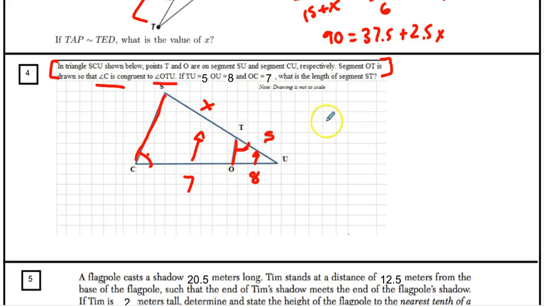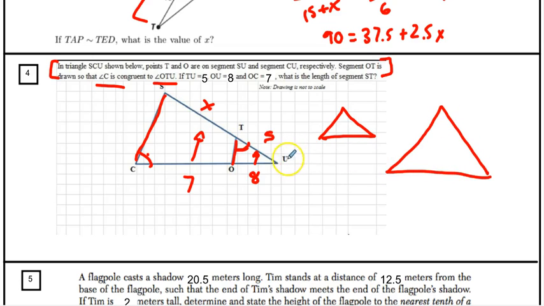Okay, so let's draw two triangles. Bear with me. We have our small triangle, and then we have our big triangle. Okay? Our small triangle looks like this. OTU. O, T, and U. All right?